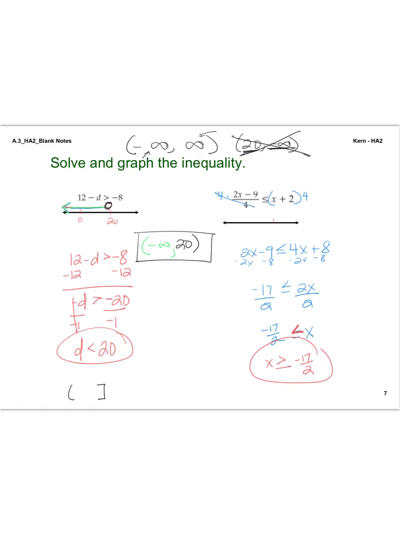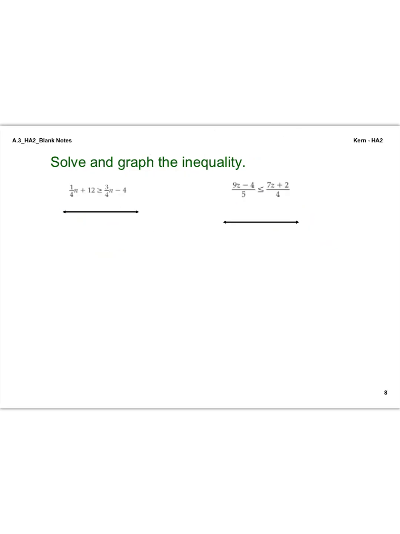So 0, negative 17 halves is somewhere over here. It's like negative 8.5. Closed circle, because it's or equal to, and x is bigger, so it goes that way. Interval notation, we're starting at negative 17 over 2. It's a closed circle, so it gets a bracket. And then we're going forever in the right direction. A right arrow means positive infinity. Close the parentheses.